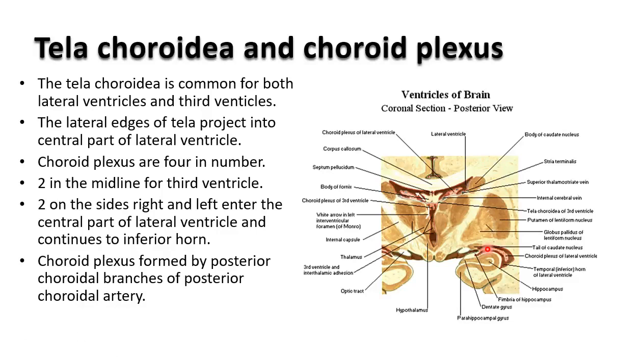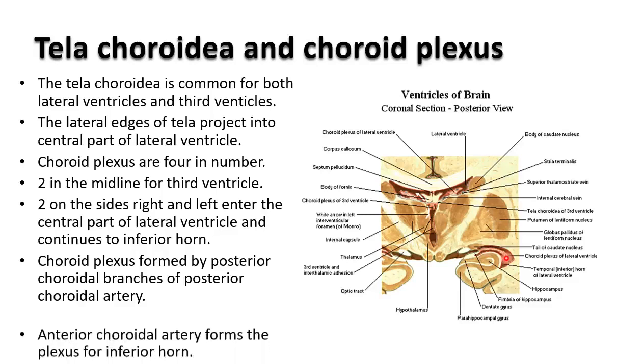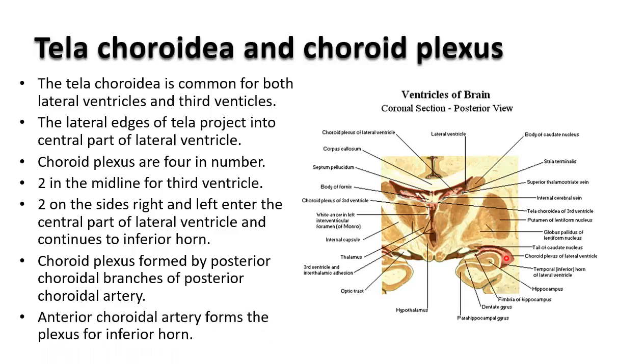So posterior choroidal branches. Whereas in the inferior horn, it is this choroid plexus which you are able to see, it is mainly from the anterior choroidal artery. So that is about the tela choroidea and the choroid plexus of the lateral ventricle.